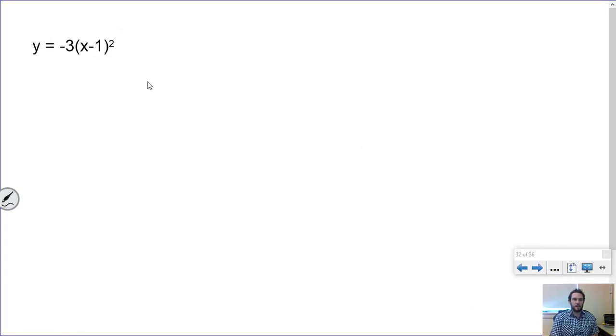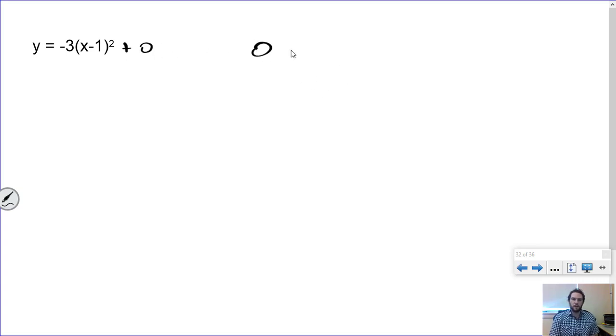All right, next one. Notice here there is no q value. So in fact, the q value here is 0. So what that means is this parabola will have a vertex right on my x-axis. So what's going to happen is it's going to touch my x-axis and it's going to bounce right off. So just like with the last time we saw that happening, there's only going to be one x-intercept here.